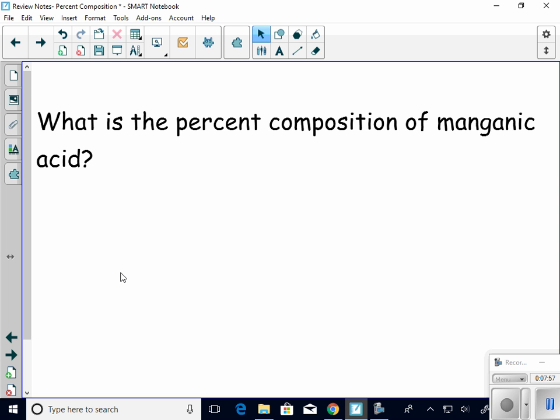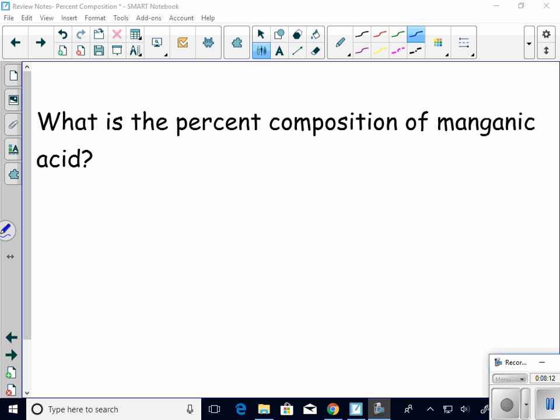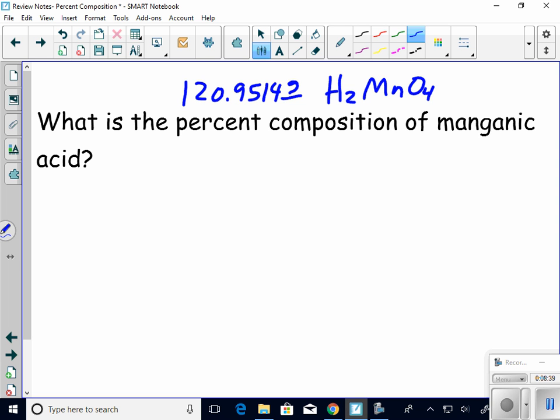Here's another one. I threw an acid on there. So go ahead and name that one and find your molar mass. The chemical formula for manganic acid, H2MnO4. When I calculated my molar mass, I came up with 120.9514 grams per mole.